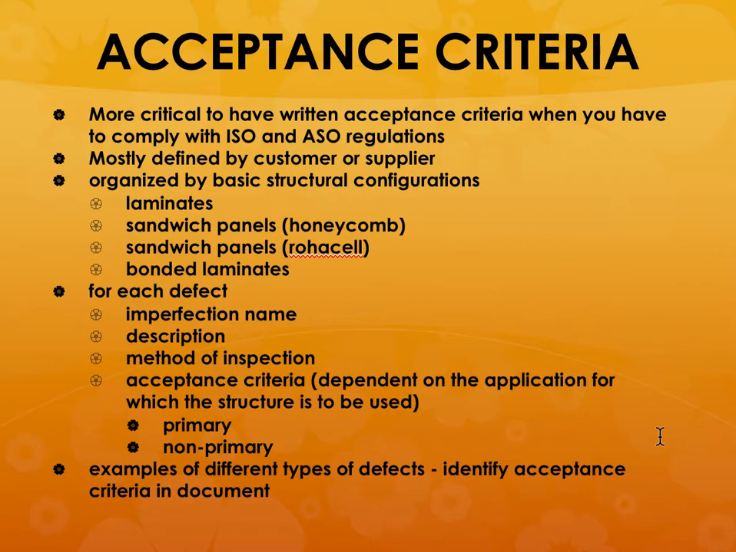And when you inspect it and when you see a defect, then you have to make sure that you write them down properly. So what is the imperfection name? What is the description? What is the inspection method that you used? What is the acceptance criteria, whether something is acceptable or not, and whether that defect is primary or non-primary. And you write all that down and make sure that the different types of defects are described properly in the written document.